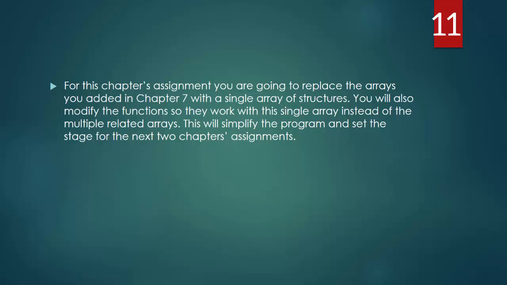Right now we have parallel arrays for everything. In other words, we have one array for ISBN, one for title, and so forth. Now we are going to make it more compact and use structures.